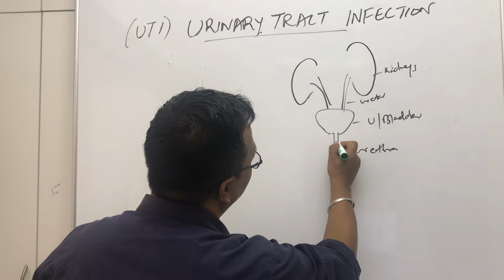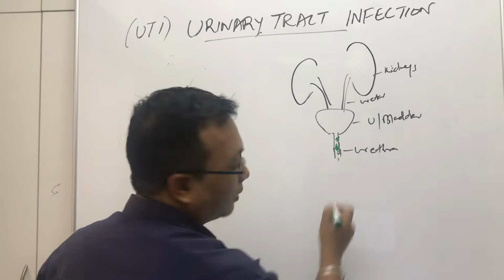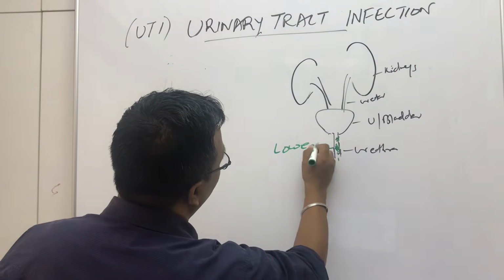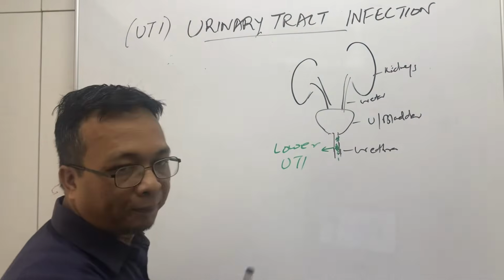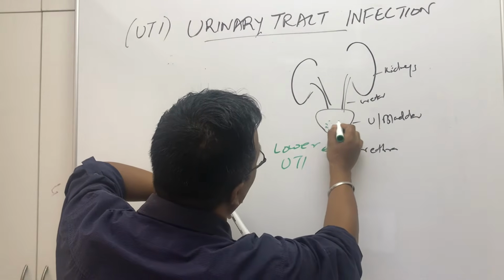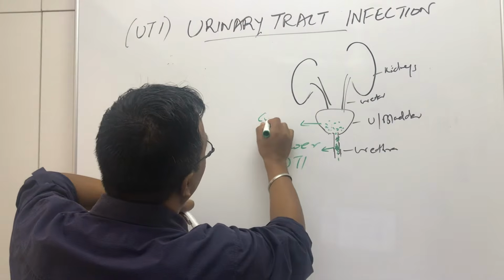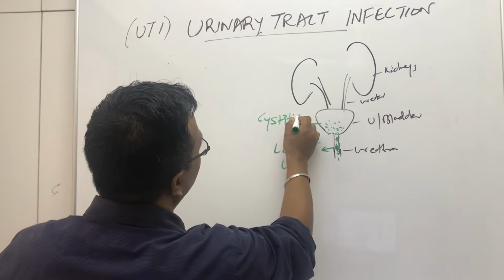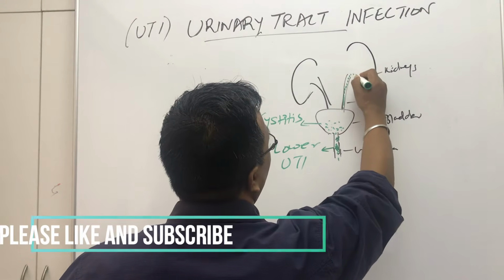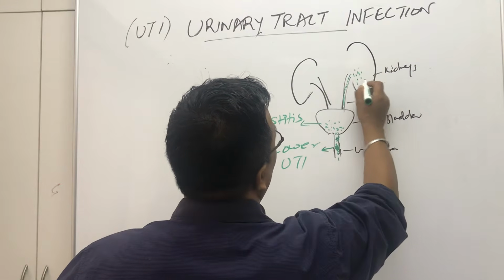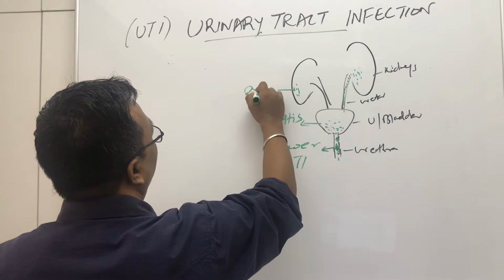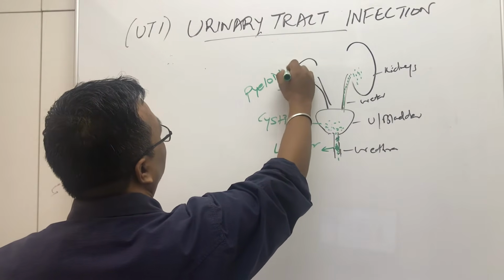When there is infection in the lower urethra, we call it a lower urinary tract infection. When these infections reach the urinary bladder, we call it cystitis. And when the infection goes upwards and reaches the kidneys, it is called pyelonephritis.